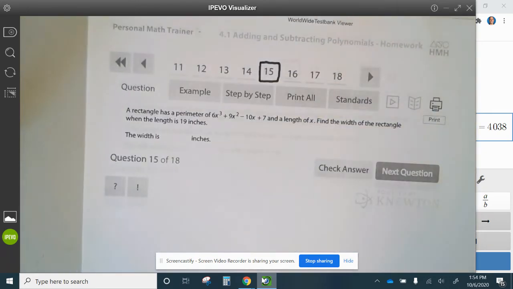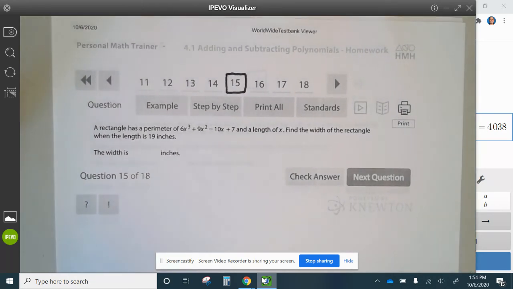All right, let's take a look at question number 15. A rectangle has a perimeter of 6x cubed plus 9x squared minus 10x plus 7, and a length of x. Find the width of the rectangle. All right, so this problem's a little different, but we're still going to draw a rectangle.